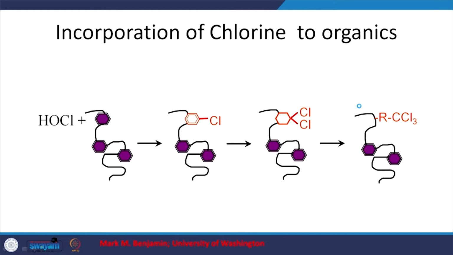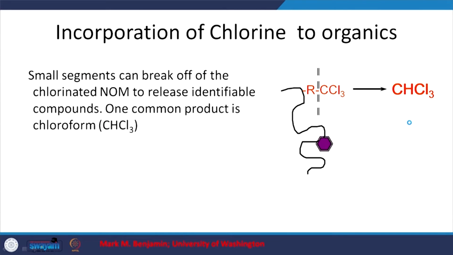So, how will it work? I have HOCl or Cl2 and I have these aromatic rings. I am going to have substitution, let us say 1 Cl, 2 Cl or 3 Cl, right. And small segments, I guess, can break off, and one common product is CHCl3, chloroform. So, these kinds of disinfection byproducts are called trihalomethanes.